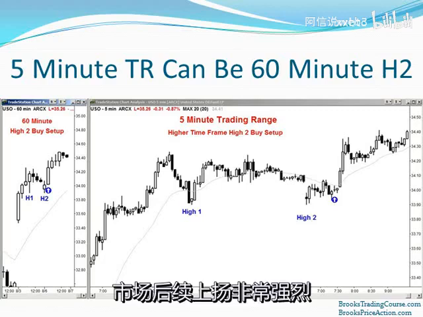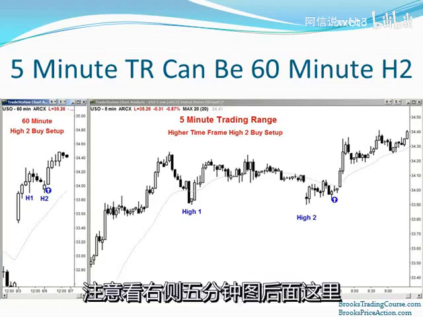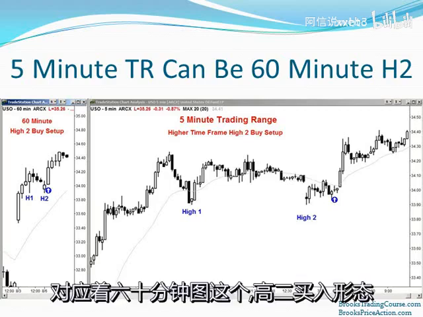And this is what followed. The market went up to the upside pretty strongly. On the right, you can see the 5-minute chart, and on the left, you can see the 60-minute rally that followed the high 2 buy setup.